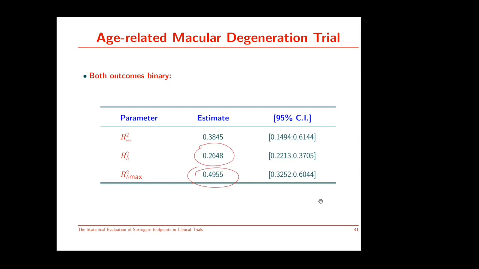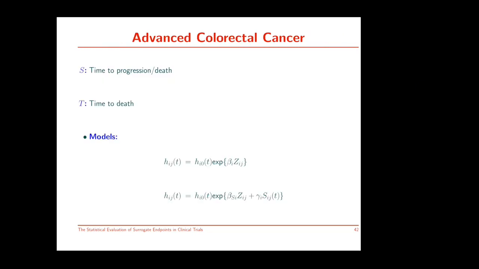By the way, very often when you dichotomize the outcomes, the surrogacy is not as good as when you have a continuous outcome. It's not always the case, but often that is the case, because of course you throw away a lot of information if you dichotomize. It's not different from other areas where we do dichotomize.